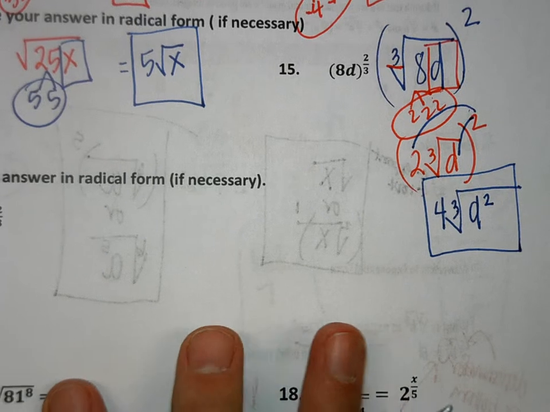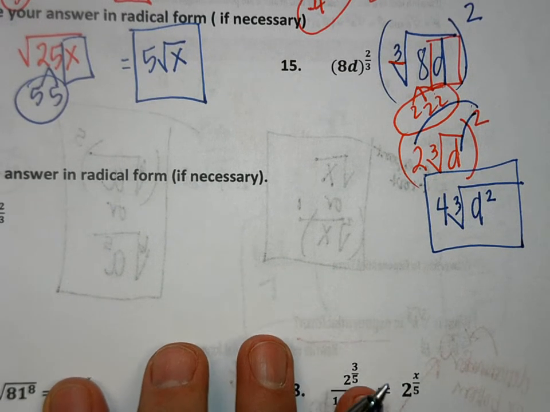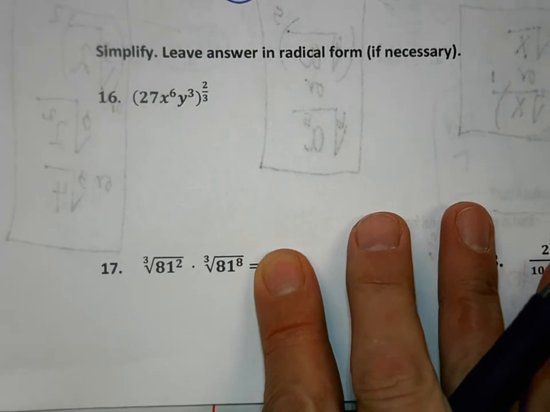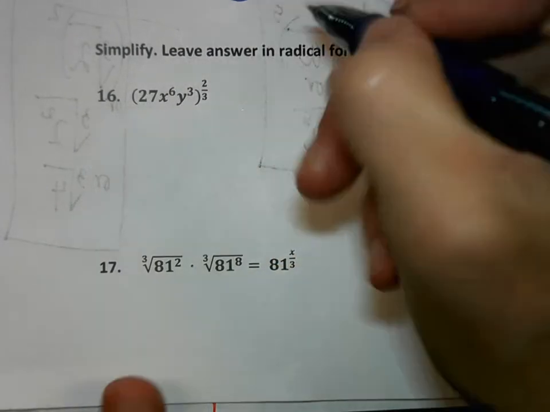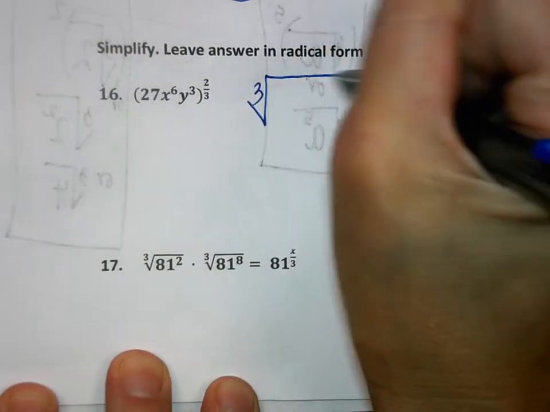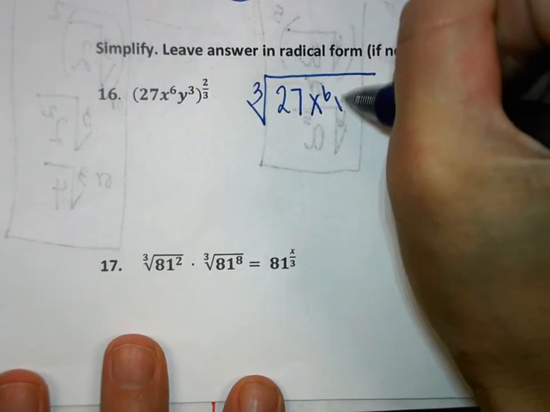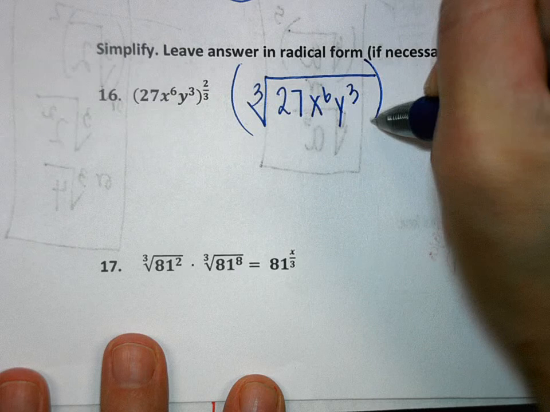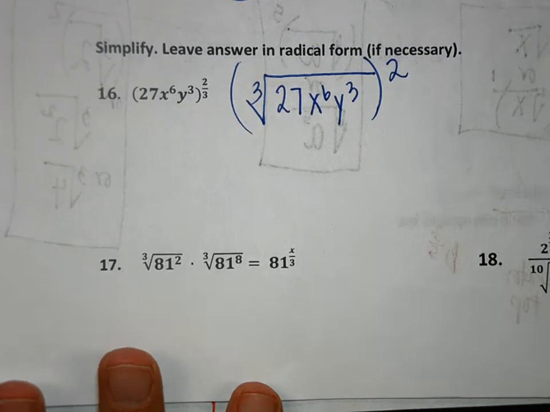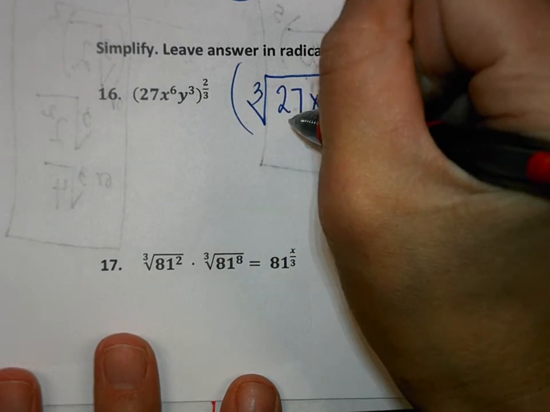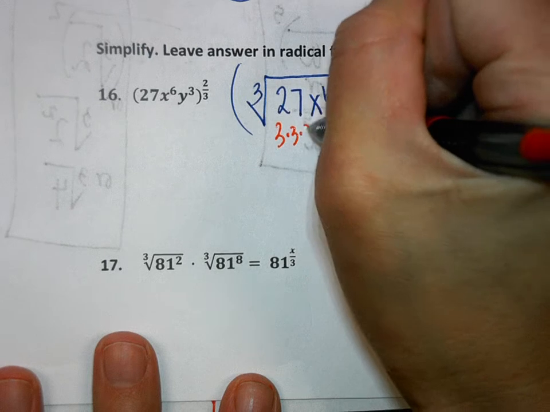Okay, moving on to number 16. Okay, on 16, again, we're going to rewrite this. This will be the cubed root of 27 x to the 6th, y to the 3rd, and once we get that answer, we can raise it to the 2nd power. 27 breaks down to 3 times 3 times 3. We've done that one a lot already today.